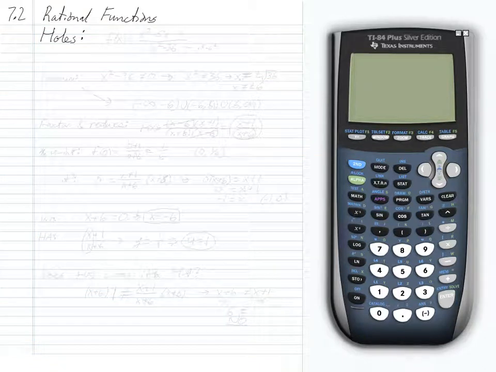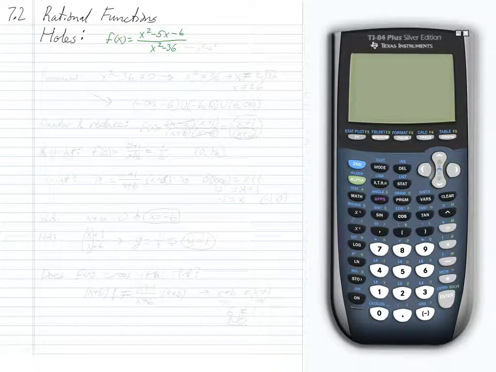So I would like to graph one more function. This one involves one additional piece of information that we have not looked at before. So here we'll deal with f of x equals x squared minus 5x minus 6 over x squared minus 36.